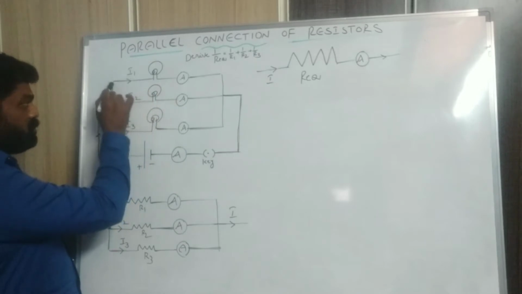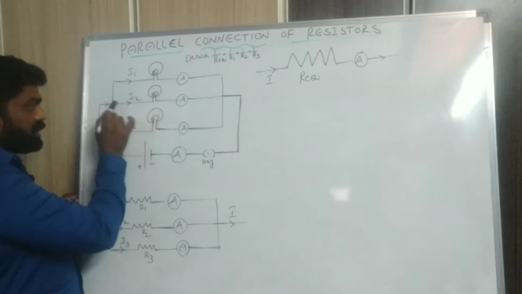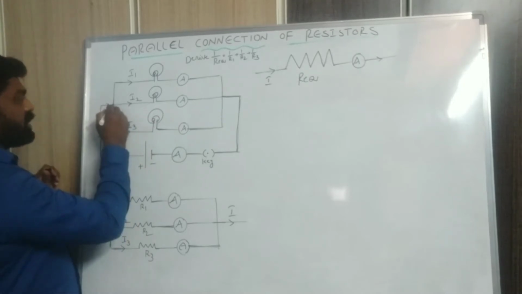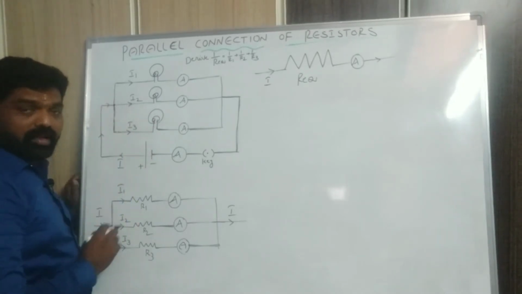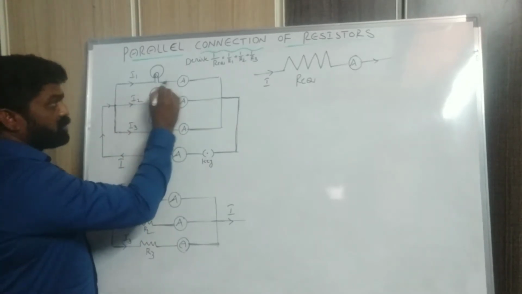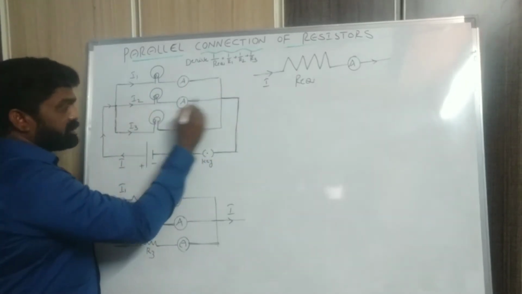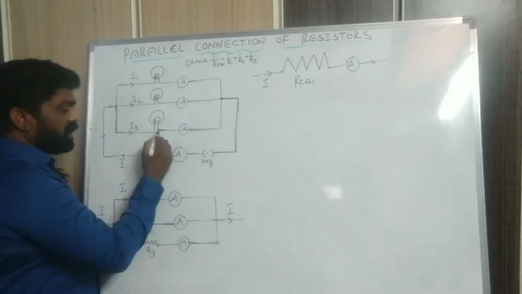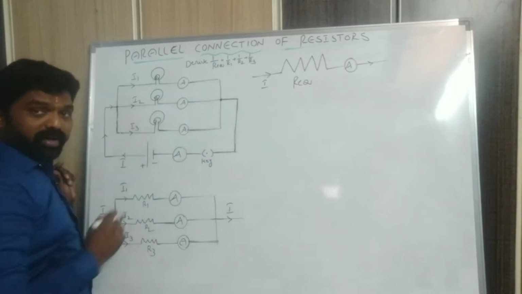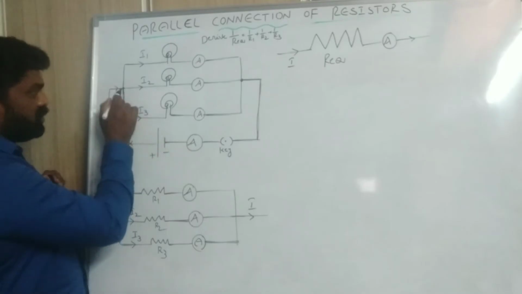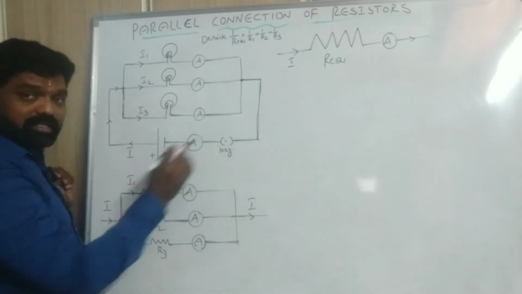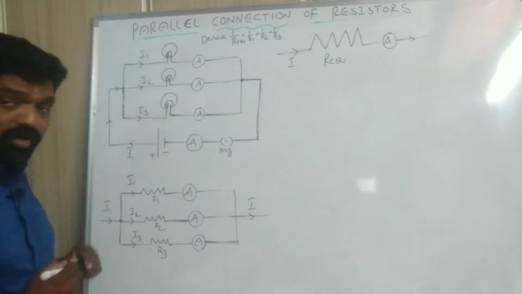The first bulb's first terminal, the second bulb's first terminal, and the third bulb's first terminal are connected at one point, and all the remaining second terminals, the first bulb's second terminal, the second bulb's second terminal, and the third bulb's second terminal, are connected at another point, right? So this is connected with the battery, ammeter, and switch, right?